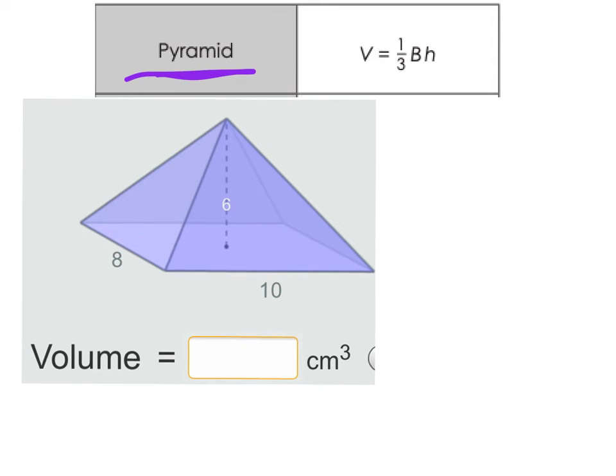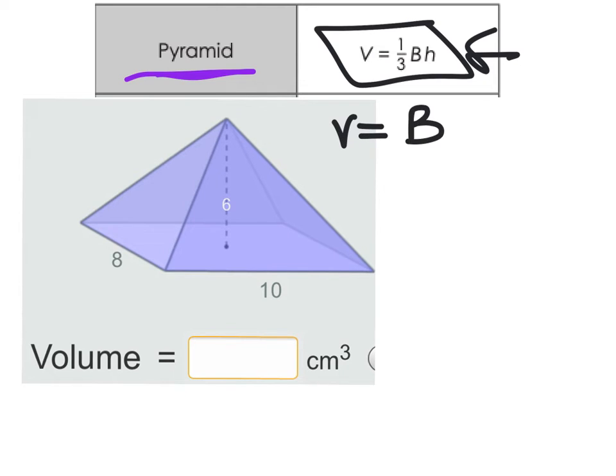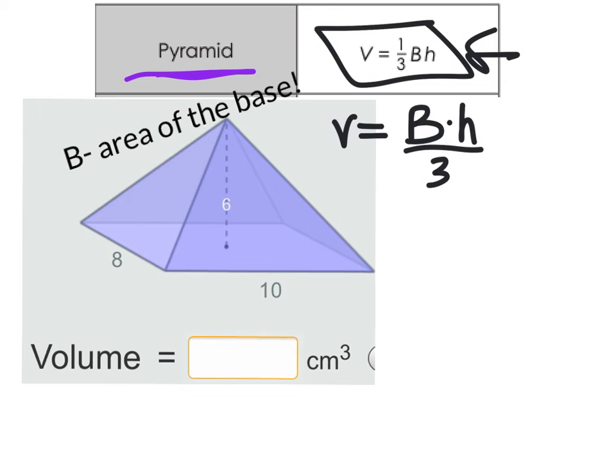Okay, another shape on your formula sheet is the pyramid. So it's our formula here. Again, that 1/3 means you would divide it by 3. So it's the area of the base times the height and divide it by 3. So that capital B in the formula means the area of the base. So you want to identify that first. So look at this base right here. That's a rectangle.